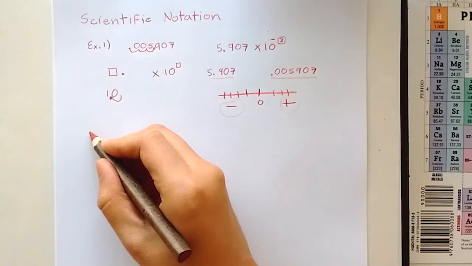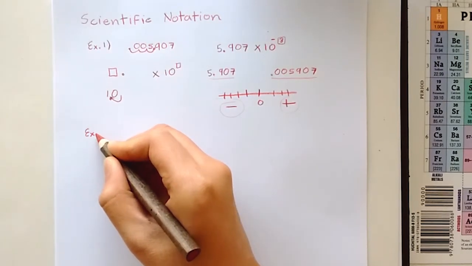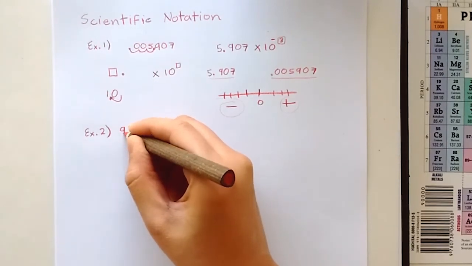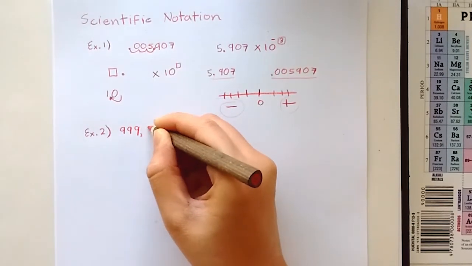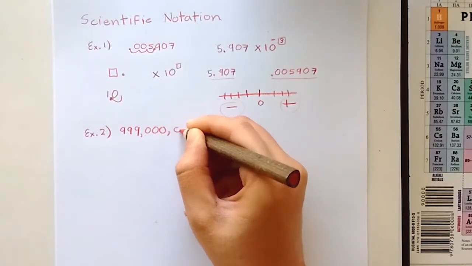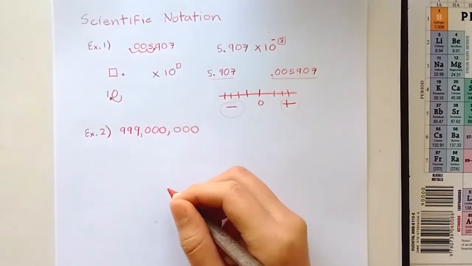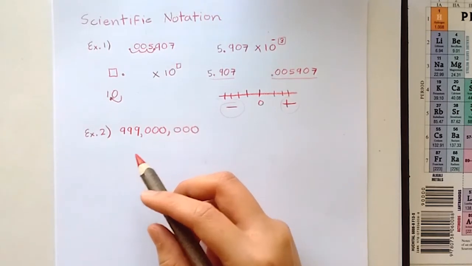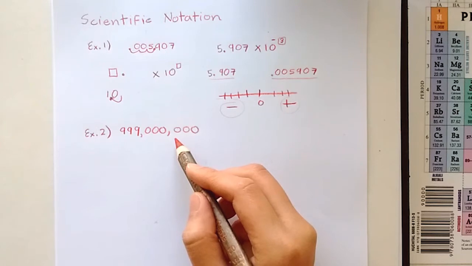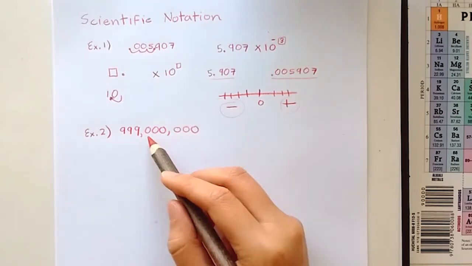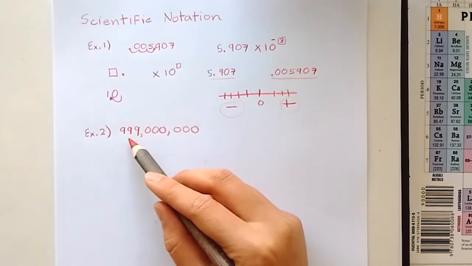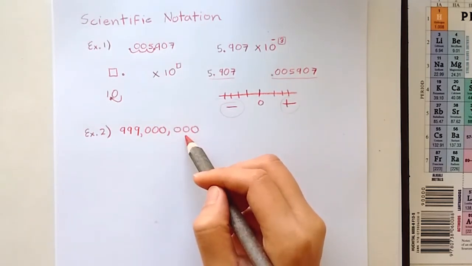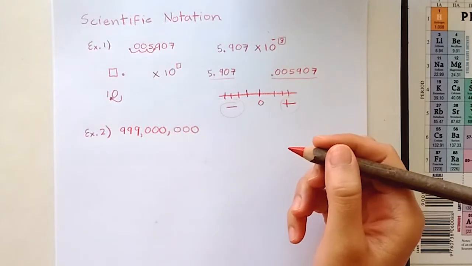So let's do an example where you have a positive exponent. Write this value in scientific notation. This kind of can show you that when we're writing numbers, we don't want to write all these zeros every time we have to write 999 million. We just want to write a shorthand.